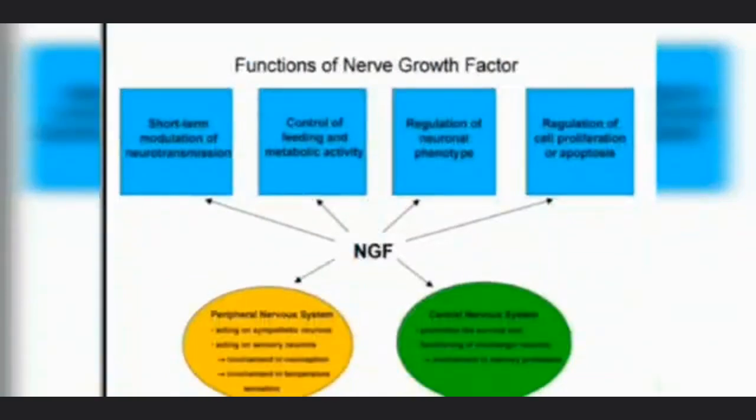Functions of the neurotrophins: they have short-term functions, control of feeding and metabolic activity, regulation of neuronal phenotype, and regulation of cell proliferation or apoptosis. So many functions are executed by them, which have been given in the picture.